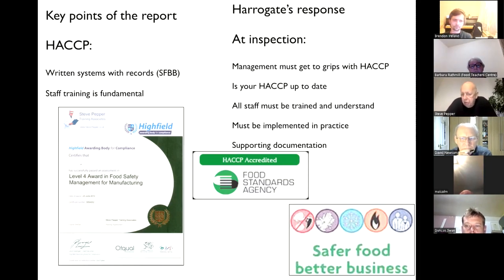So is your HACCP up to date? All staff must be trained and understand, and it must be implemented in practice. And that needs to have supporting documentation.